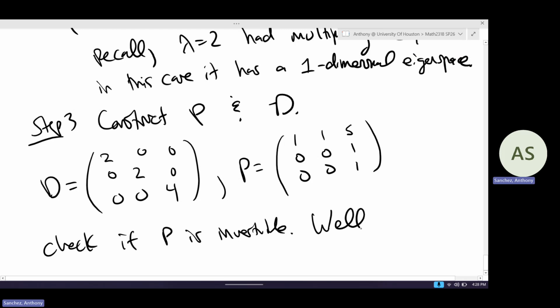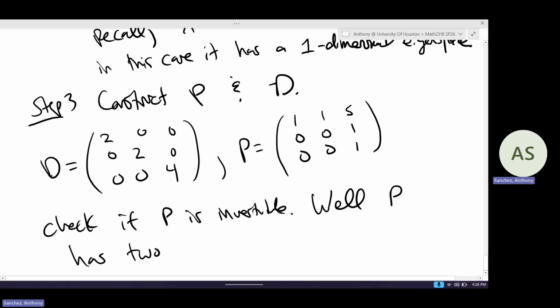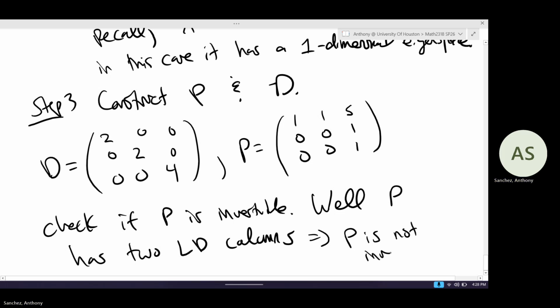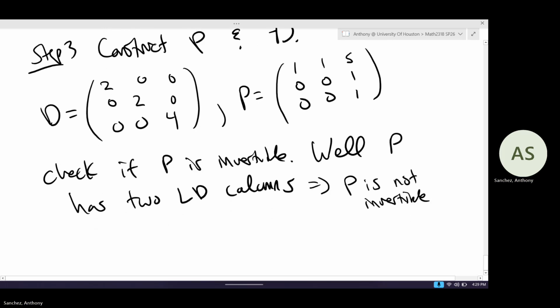Well, what can I observe about P? Well, P has 2 linearly dependent columns. This column right here and this column right here. And actually, for any choice of this column right here, I have to grab an eigenvector for lambda equal to 2. And so they're all going to be some multiple of (1, 0). So no matter what I chose for this middle column, I'm always going to end up with 2 linearly dependent columns. And so in particular, P has 2 linearly dependent columns, which implies P is not invertible, which implies A is not diagonalizable.